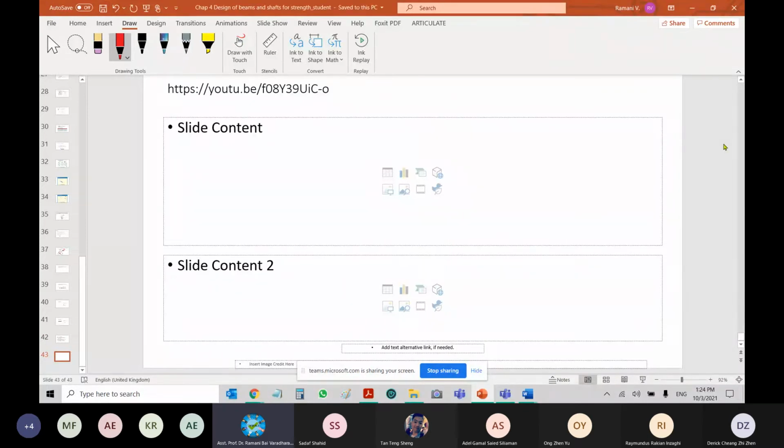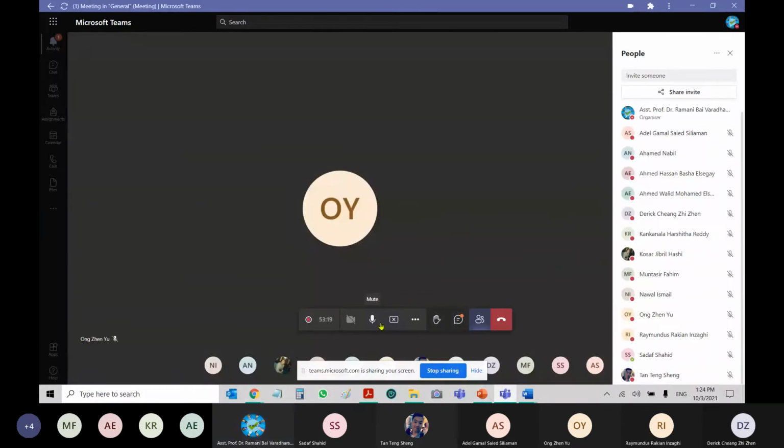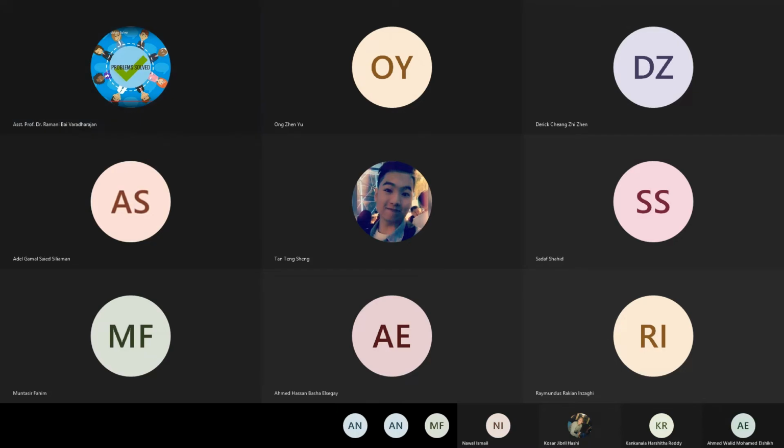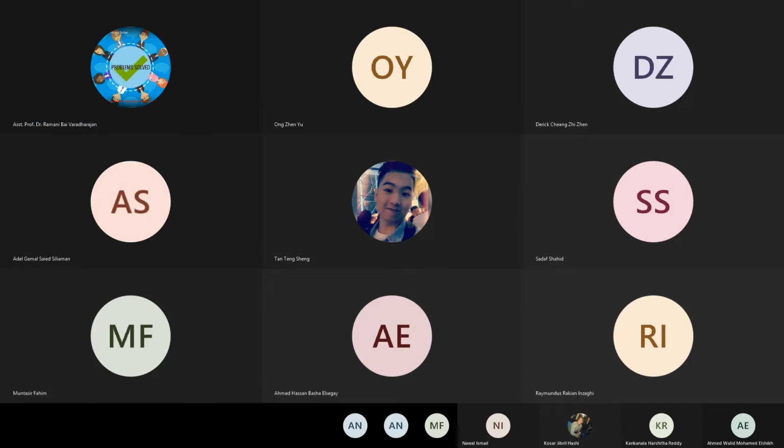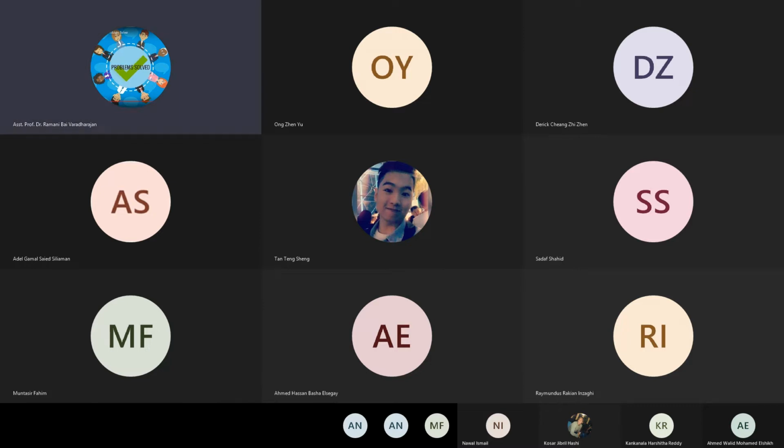Let's continue with the next subsection of this chapter, which is design. Give me a minute, I open the slide for you. Any question in the calculations? Design of beams. Can I close the other file? Practice similar questions. Okay.